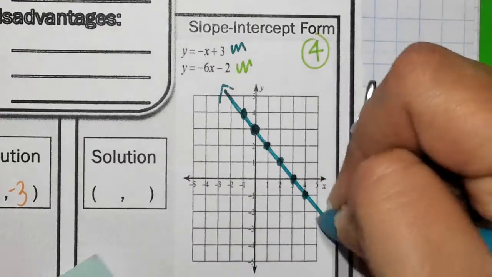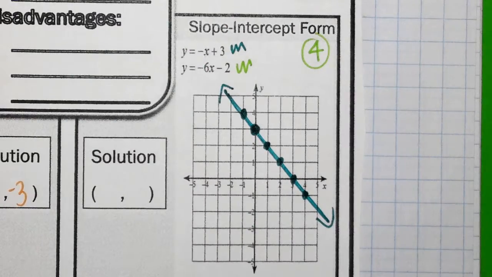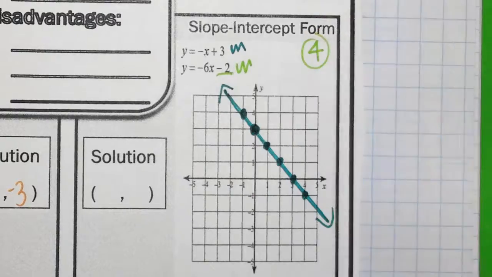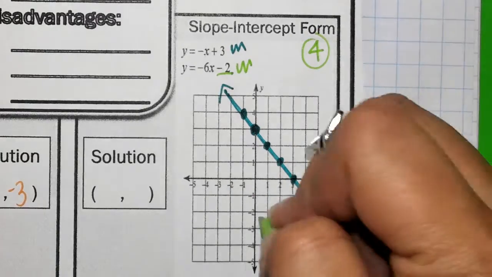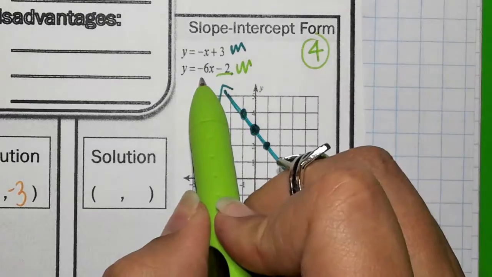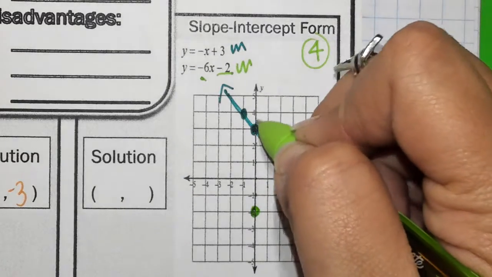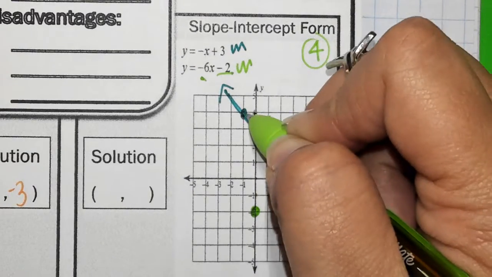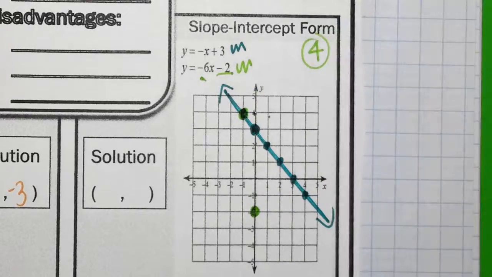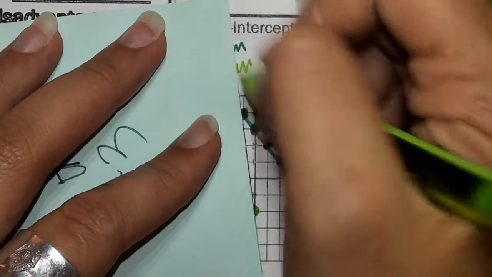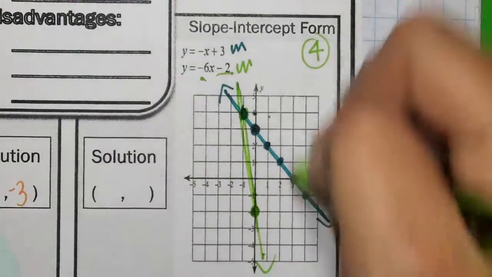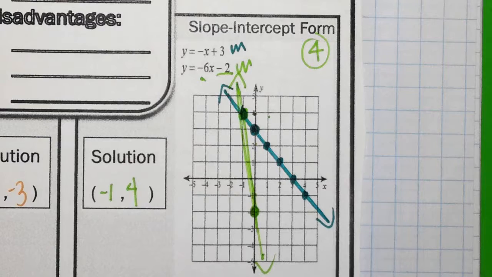Now, when we're graphing, I highly suggest you graph in pencil until I check it. Does everybody understand? Now, what's my y-intercept of the second one? Negative 6. Now, do I have enough room to go down? So I go up 1, 2, 3, 4, 5, 6. Do I go left 1 or right 1? Left. And what's my solution? It's going to be negative 1, 4.